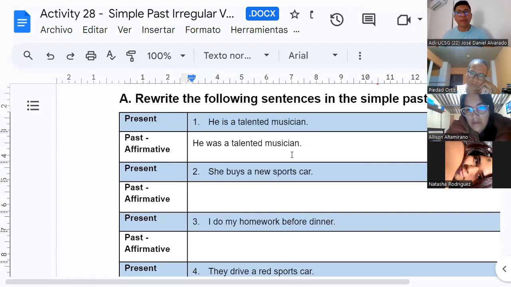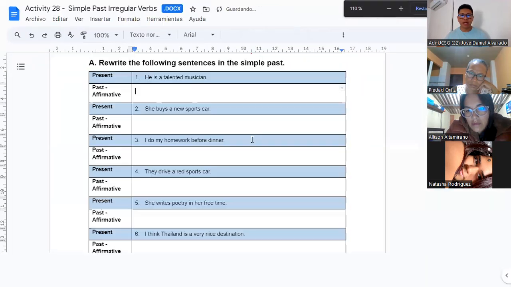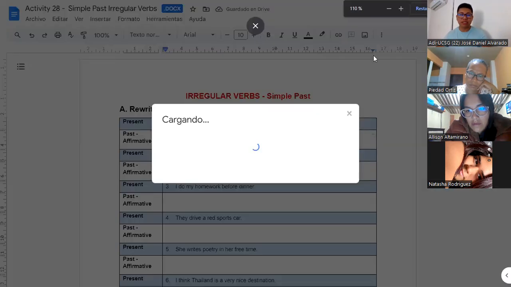You're going to transform it. Pay attention. In present, we use S or ES. En presente utilizamos S o ES. Pero en pasado no hacemos eso, okay? Pay attention to that. Now, I will send you the link for this activity.